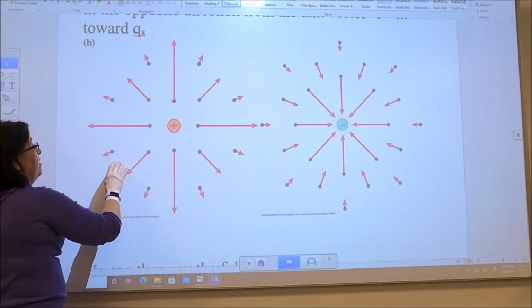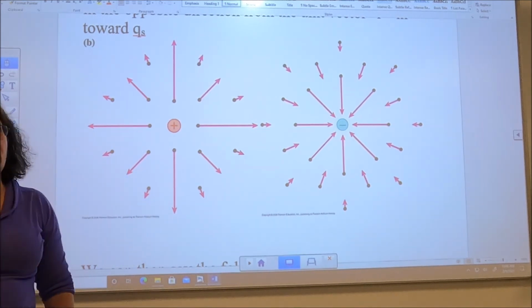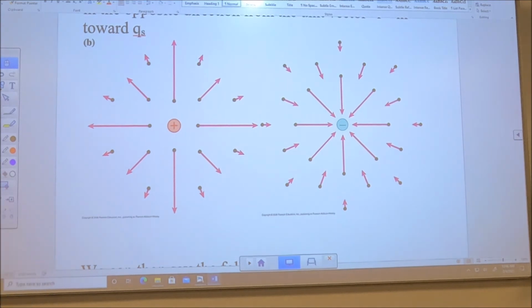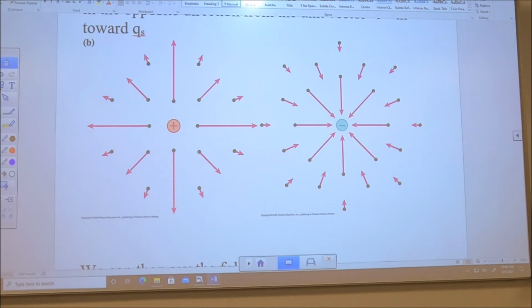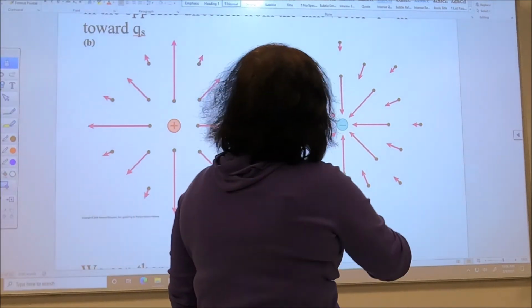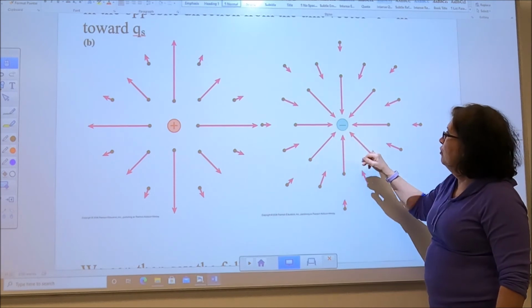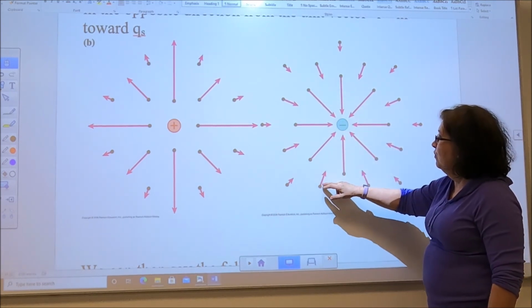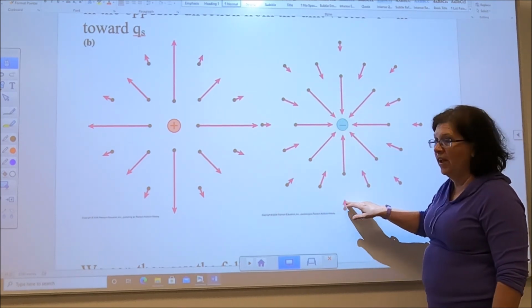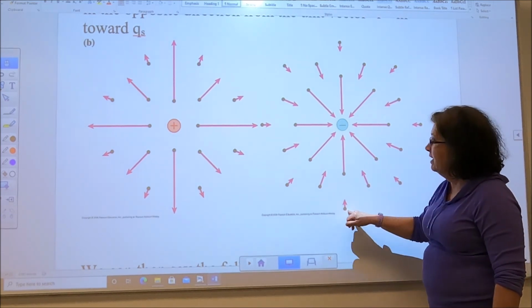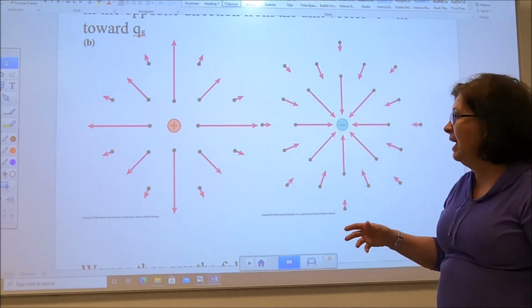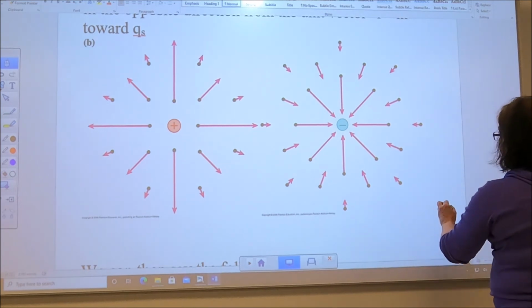Now, these vectors that we've drawn in are there to represent the relative strength of the electric field. They are not position vectors going from point A to point B. They're just showing you relative strength. Notice here, they're all pointing inward. Closer in, longer vectors. Further out, smaller vectors, because the field is weaker. Again, the field drops off as a factor of r squared.